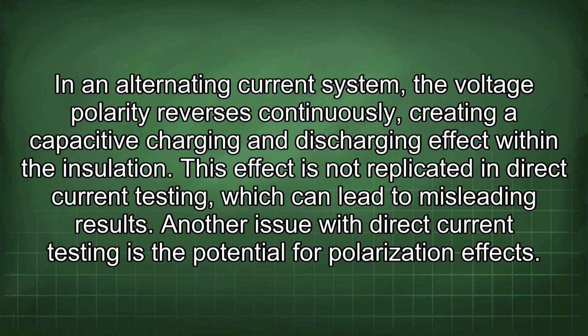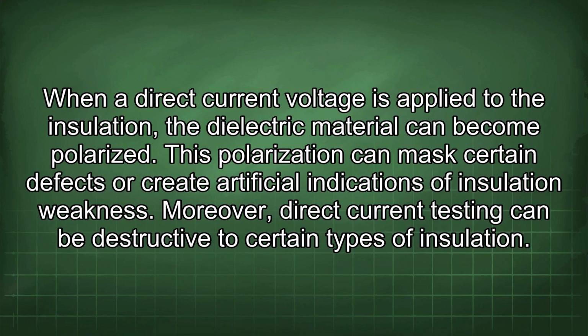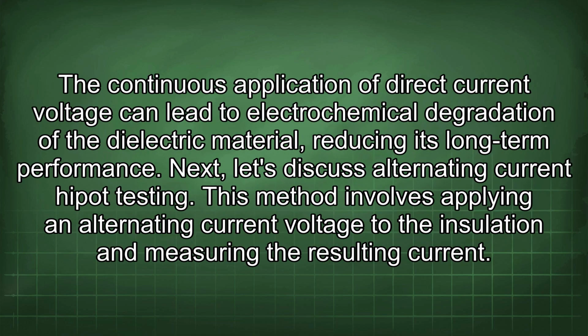Another issue with direct current testing is the potential for polarization effects. When a direct current voltage is applied to the insulation, the dielectric material can become polarized. This polarization can mask certain defects or create artificial indications of insulation weakness. Moreover, direct current testing can be destructive to certain types of insulation. The continuous application of direct current voltage can lead to electrochemical degradation of the dielectric material, reducing its long-term performance.